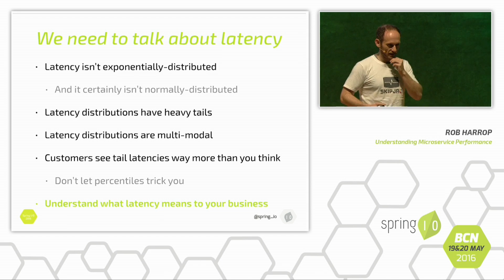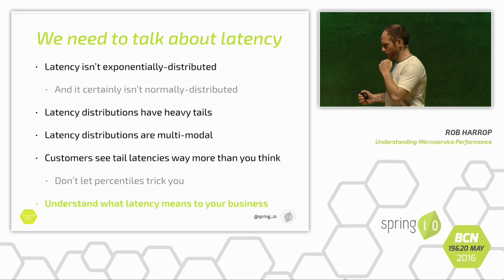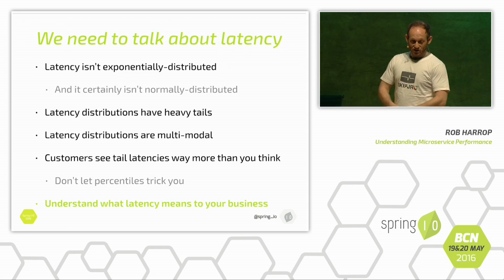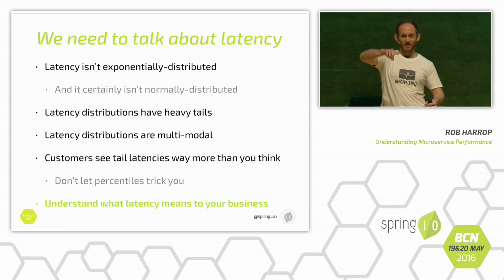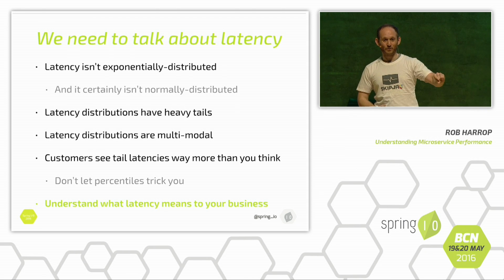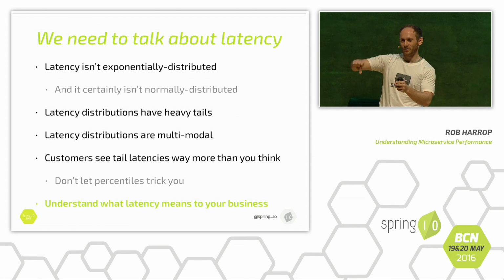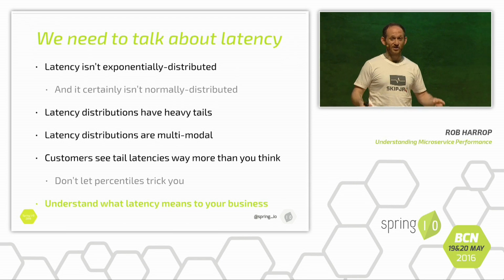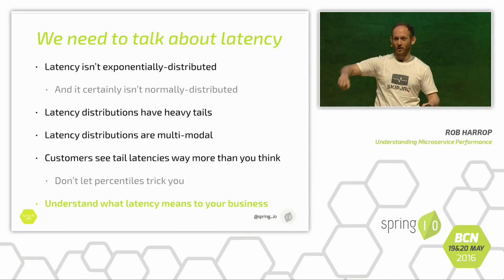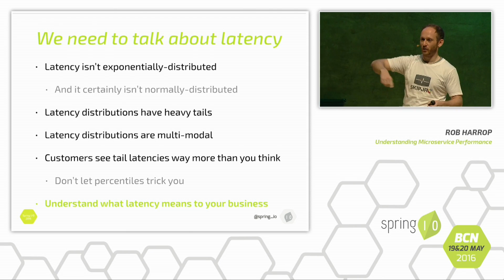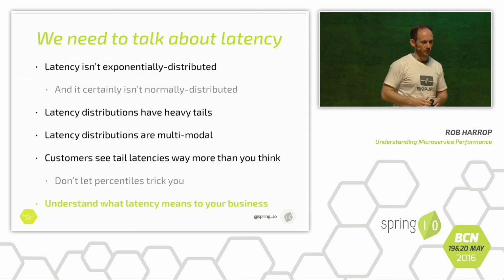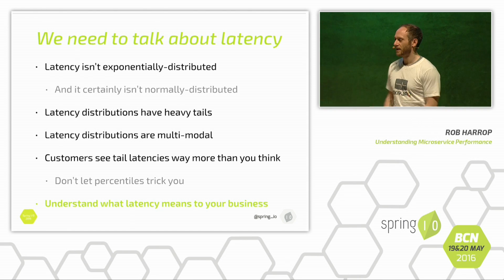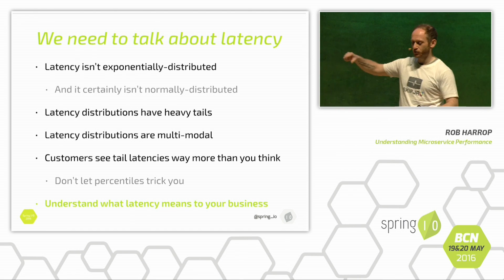So latency is weird, and I said that already, but the ways people think about latency are even weirder. Latency is not exponentially distributed. It doesn't look like this very nice curve where we have some that are really quick, and then some that are a bit slower, and then some that are a bit slower, and it's this nice smooth graph. It doesn't look anything like that. And it certainly isn't normally distributed. We haven't got this kind of bell curve of latencies. If you ever see a latency graph that looks like that, somebody's basically just made that data up. It just doesn't look like that. You have all these weird outliers. You have heavy tails. It's multimodal, so you do have peaks and troughs.